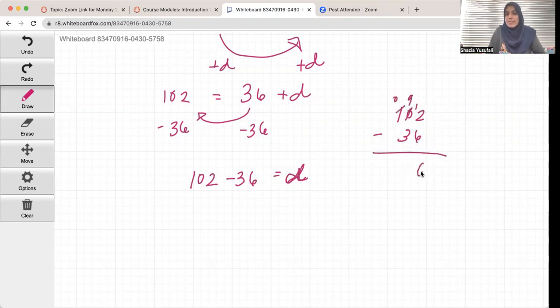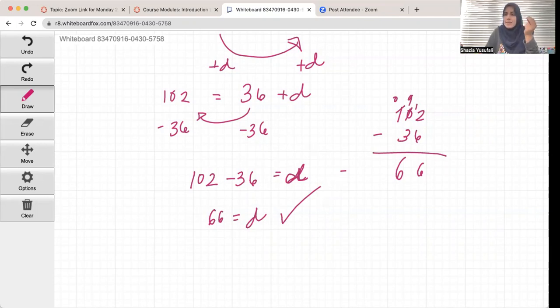12 minus 6 is 6. 9 minus 3, not 3. 4, 5, 6, 7, 8, 9. That gives us a 6. And boom, 66 is equal to D. And if you check this, you'll get a yes, right? So with subtraction, you have to take one more step. With addition, just do the opposite, okay? Easy peasy.